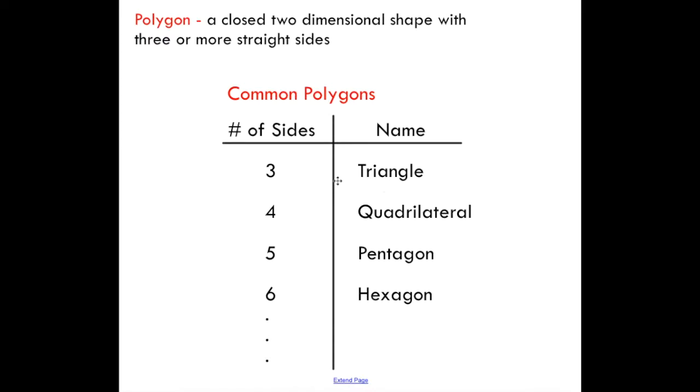Quadrilateral, that's just a four-sided polygon. Most common ones are squares and rectangles. Pentagons have 5 sides, hexagons 6 sides. You know about octagons, nonagons, the list goes on. These are just some common ones.